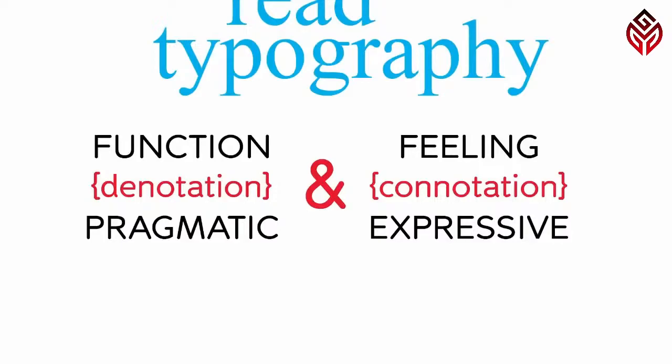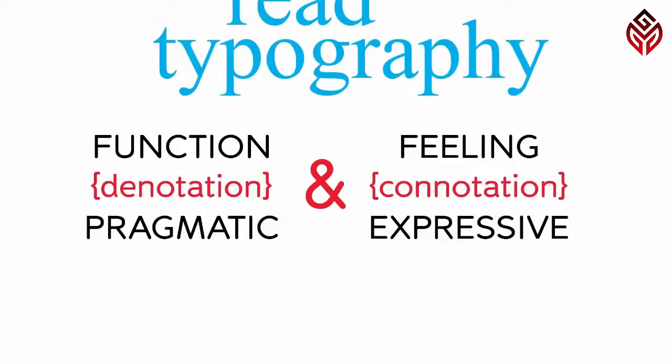On the one hand, you control the pragmatic side of the type, which is really the nuts and bolts, getting things to work properly. If you like, that's the technical side. But on the other hand, you also control the expressive, emotional side, the connotation, the way that the type feels. So good typographers can deal with both of these things. Let's break them down, and let's start by looking at functionality or denotation.